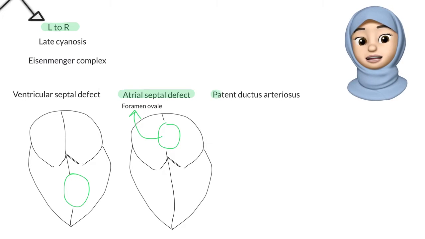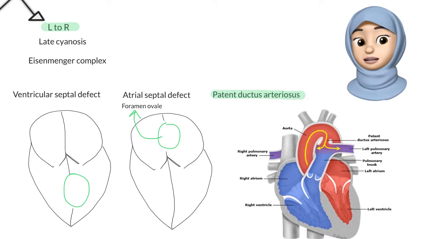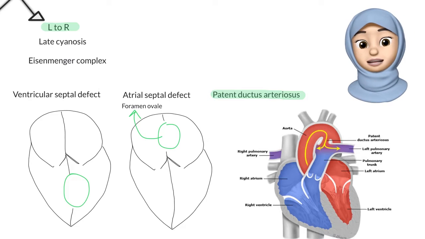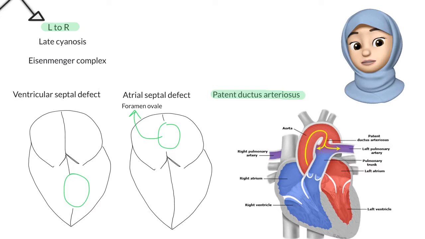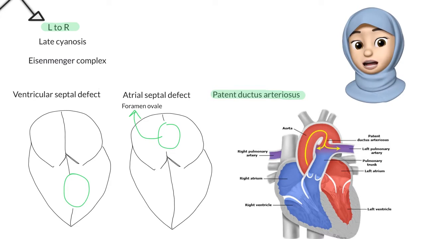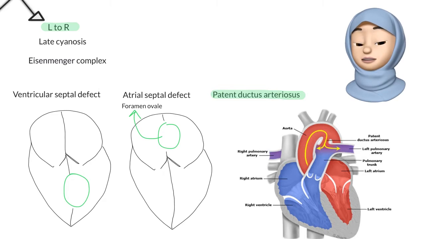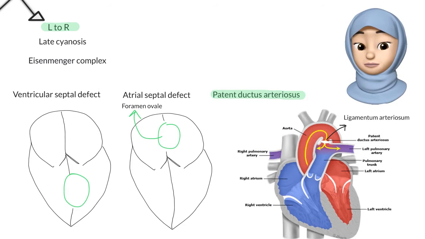Now let's look at patent ductus arteriosus. In the embryo, the ductus arteriosus links the pulmonary artery to the aorta. This allows most of the blood from the right ventricle to bypass the fetus's non-functioning lungs and enter the systemic circulation. Shortly after birth, the ductus arteriosus closes and forms the ligamentum arteriosum.